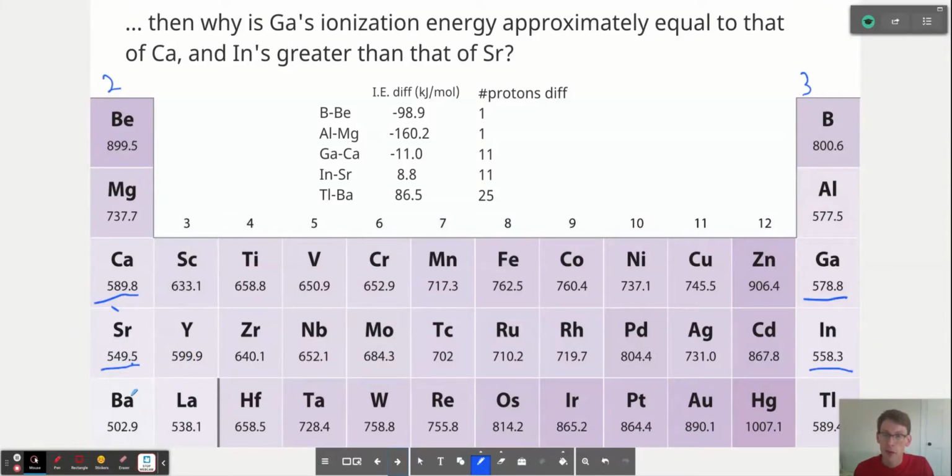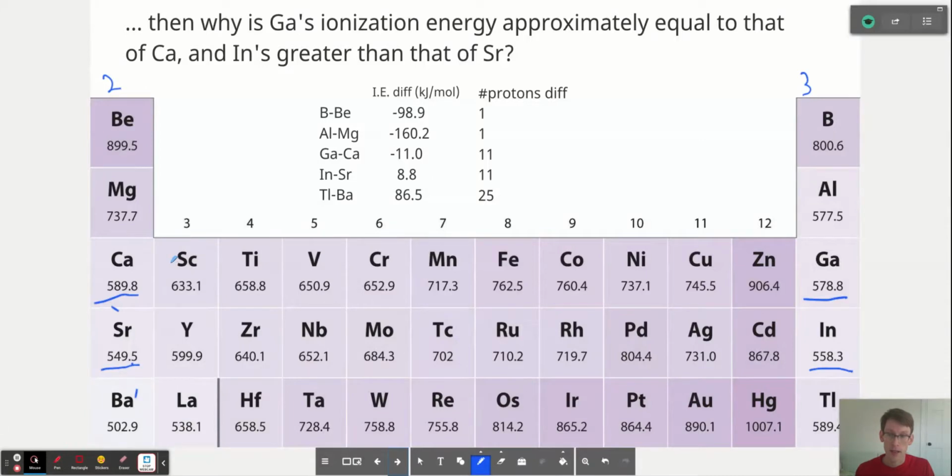And so actually that p electron is going to be lower in energy than barium's s. And as a result, it's going to be harder to remove the electron from the thallium than the barium, just like it's harder to remove the outermost electron, the p electron from the indium, than it is the s electron from the strontium.